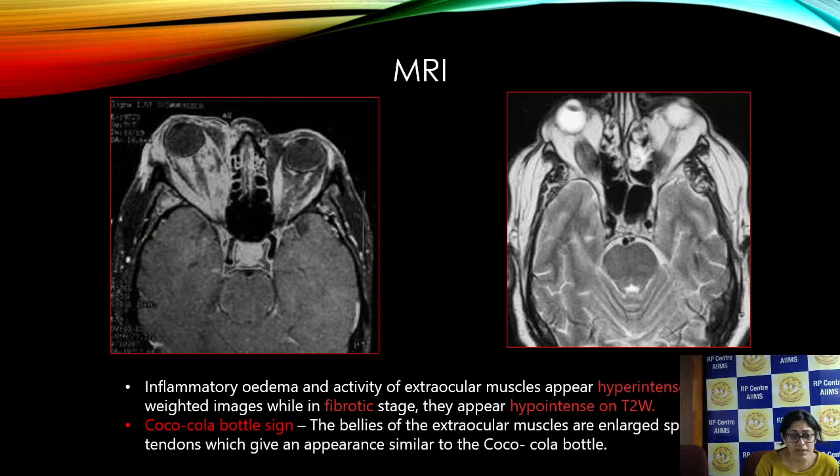On MRI, we see similar signs, the Coca-Cola bottle sign, because the bellies are enlarged and the tendons are spared. Inflammatory edema and activity lead to a hyper-intense image on T2, and in the fibrotic stage, it appears hypo-intense.